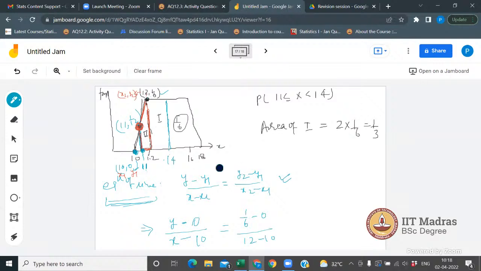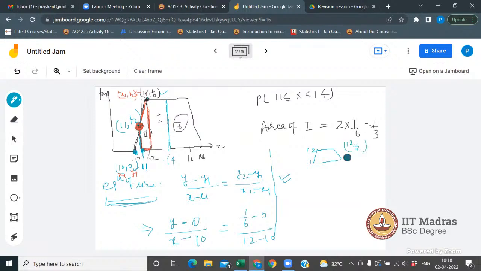The height is 1 because 12 minus 11 will be 1. No, not 12 minus 11. See, it is the reverse of the trapezium. It is just something like that. Okay. 11, 12, 12 comma 1 by 6.